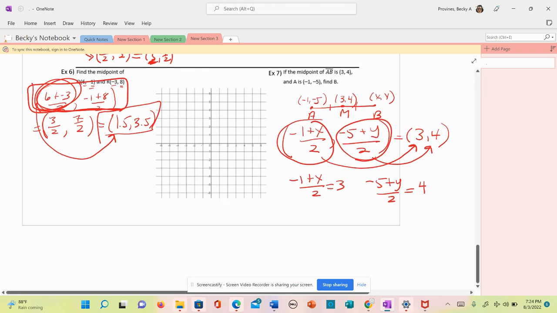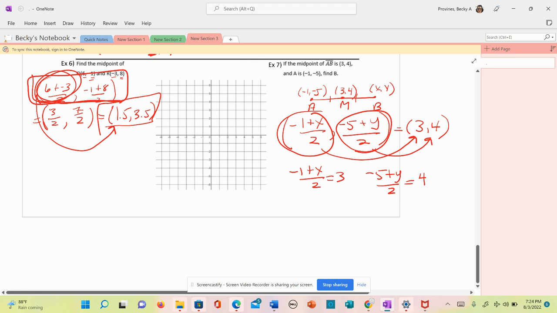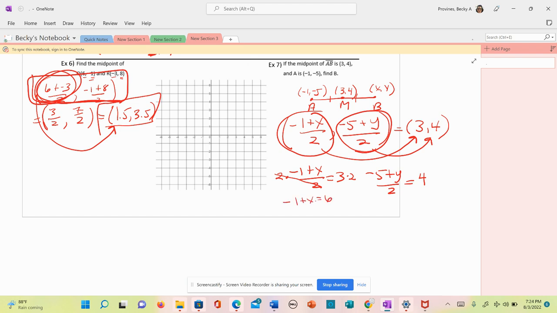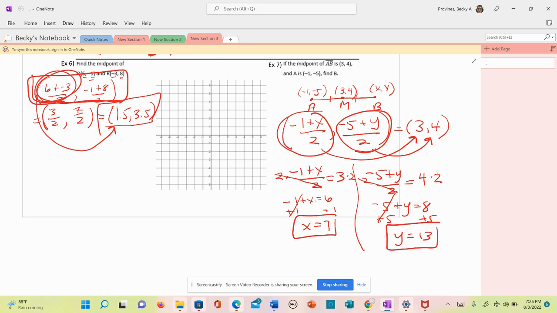So guys, it's algebra 1 time, okay? How do you get rid of this denominator of 2? Well, if I multiply both sides by 2, those 2's cancel. So -1 plus x is 6. Then I add 1 to both sides, and the x value is 7. Okay, let's do that again. Take the 2, multiply both sides by 2. So -5 plus y is 8. And add 5 to both sides. So y is 13. This is the coordinate. This is what you're looking for. My answer is 7, 13.